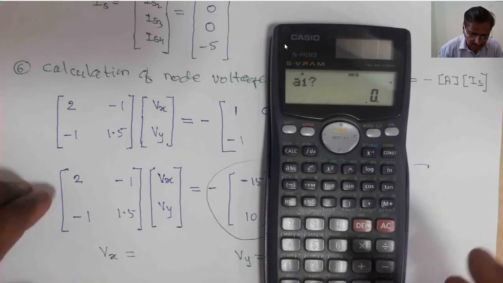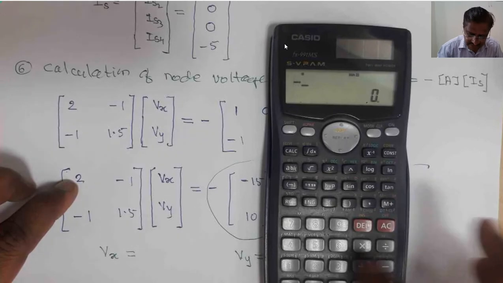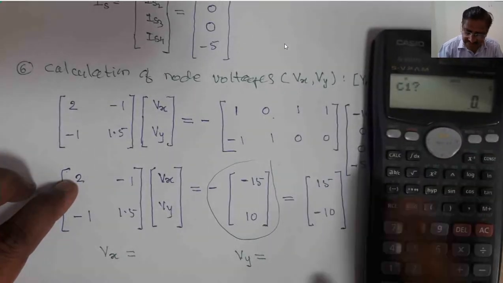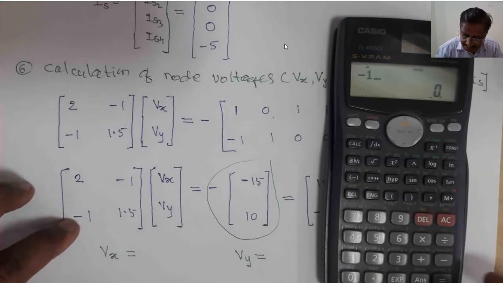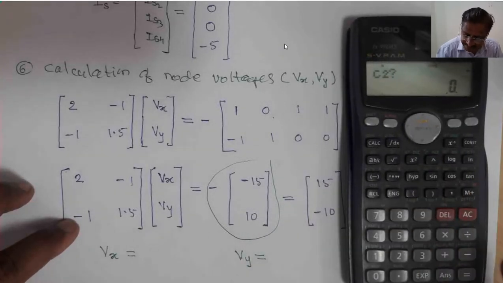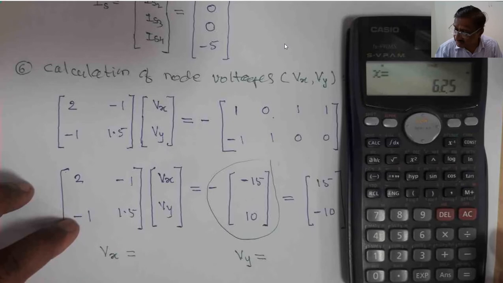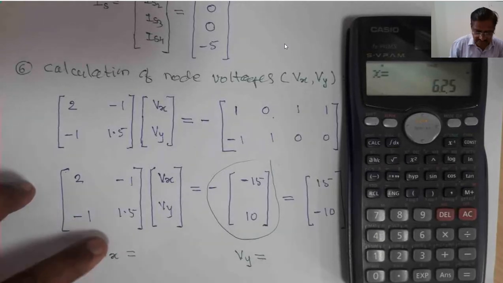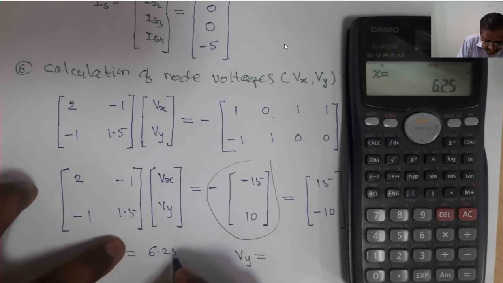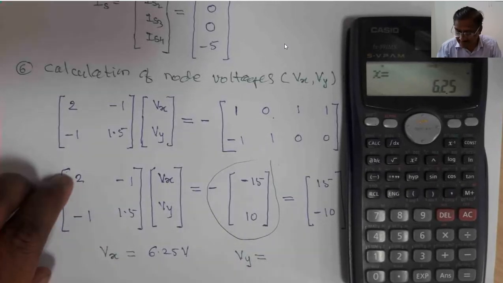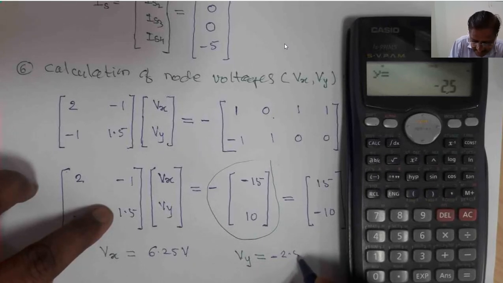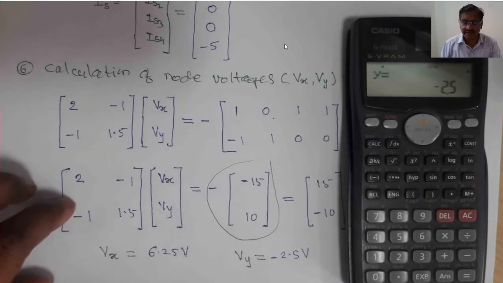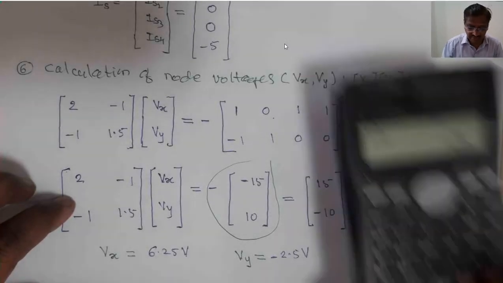The number of unknowns is 2, so I make the entry: 2, then minus 1, and its constant is plus 15. Then for the second equation, it is minus 1, then 1.5, and the constant is minus 10. Here the first value, Vx, is 6.25 volt. The second value, Vy, is minus 2.5 volt.